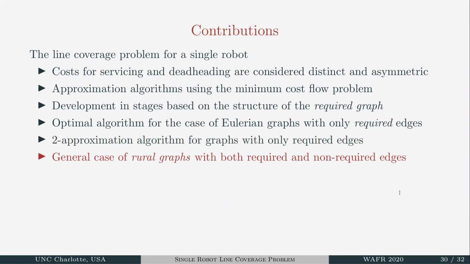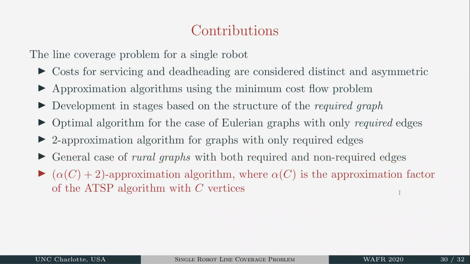Then we discuss the general case of rural graphs with both required and non-required edges. We give an alpha c plus 2 approximation algorithm, where alpha c is the approximation factor for asymmetric traveling salesperson problem with c vertices, and c is the number of connected components in the required graph. Since the asymmetric rural postman problem is a special case of the line coverage problem, our algorithm is also an improvement over the existing results for the asymmetric RPP.